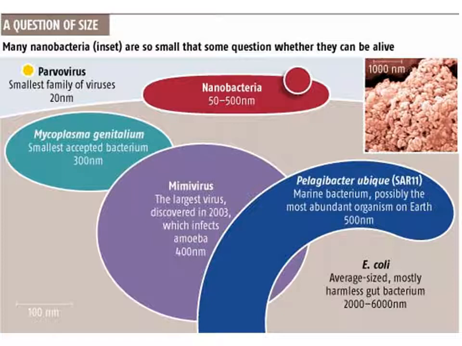For example, the nanobacteria, which have most recently been discovered, fall in the range of 50 to 500 nanometers, while the smallest accepted bacteria, that is Mycoplasma genitalium, is around 300 nm. The largest virus that we can talk of, which is a causing agent of several deformities in amoeba, is around 400 nm. And a marine bacteria, Pelagibacter, is around 500 nm. The most prevalently and frequently talked about, our own Escherichia coli, is around 2000 to 6000 nm. And for viewing all this, we need a microscope or any aid which can help us do that.